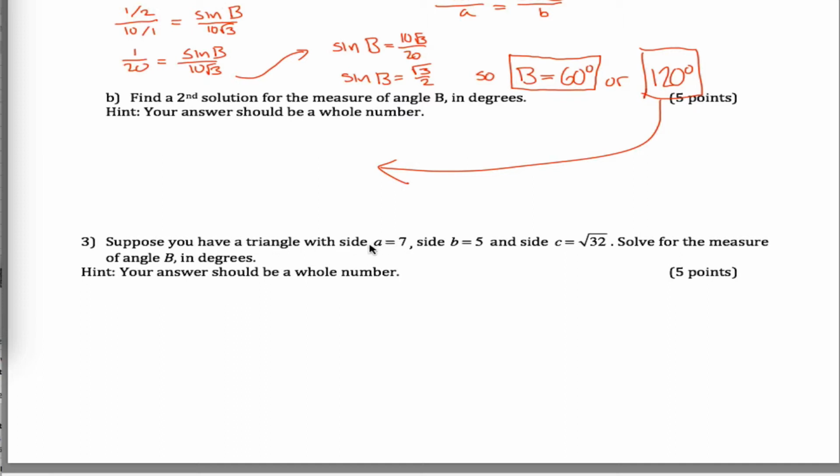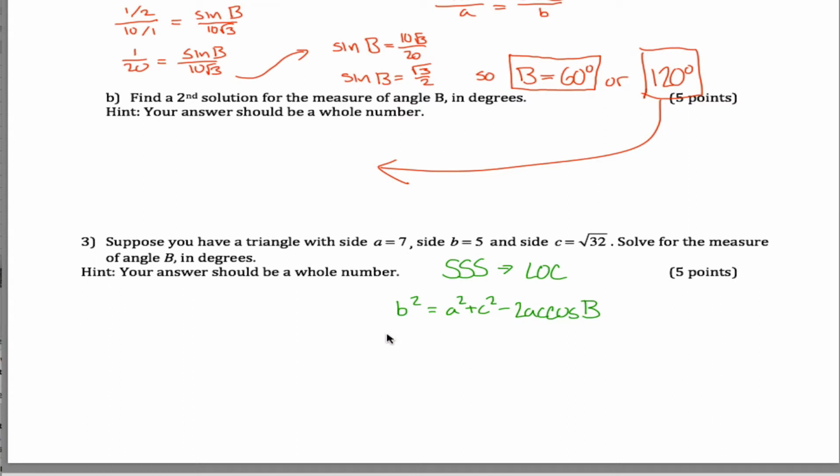Suppose you have a triangle with side A equals 7, side B equals 5, side C equals root 32. I am given side, side, side, and therefore I'm going to use the law of cosines. Which version of the law of cosines? Well, I'm solving for the measure of angle B, so I want the version of the law of cosines that has a capital B in it. That's the one that looks like this: B squared equals A squared plus C squared minus 2AC times the cosine of capital B.